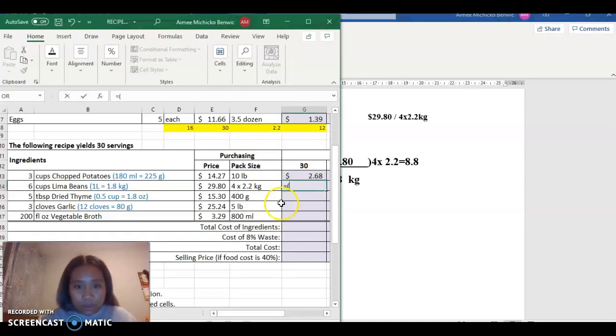So here 6 cups multiplied by 250, multiplied by 1.8, divided by 1,000 milliliters, and then the price of $29.80 divided by 8.8 kilograms, close bracket, that gives us $9.40.